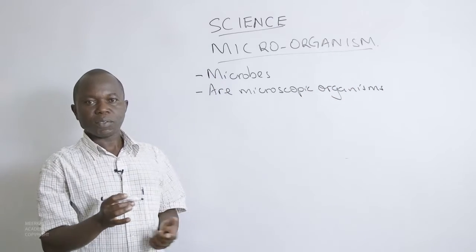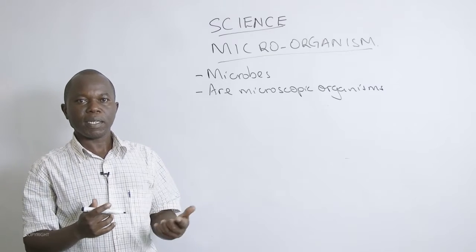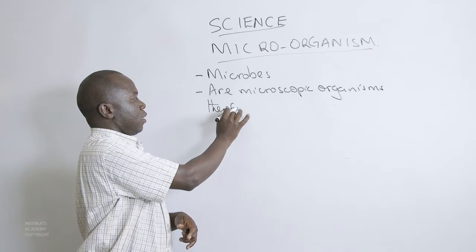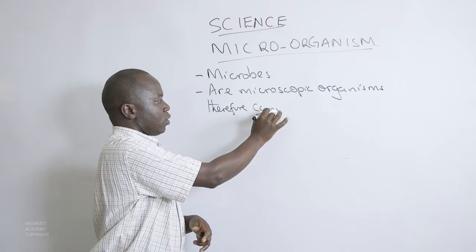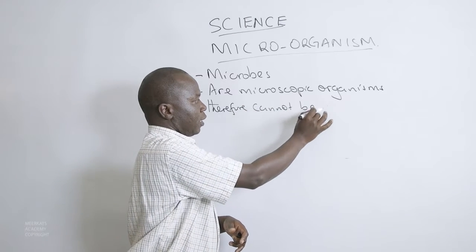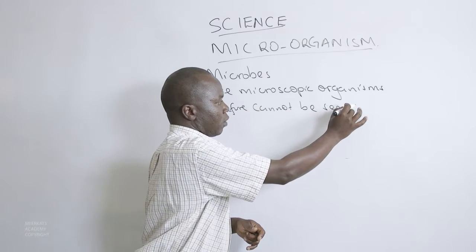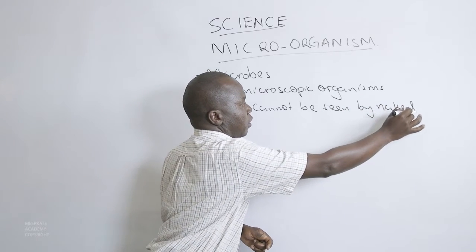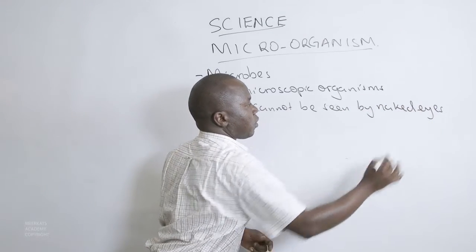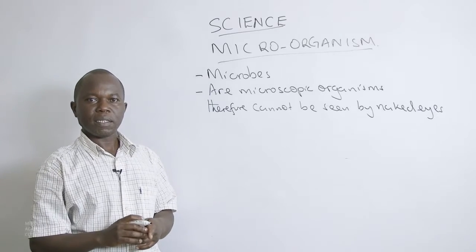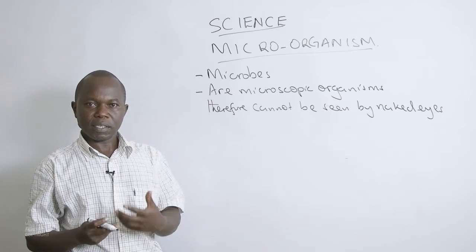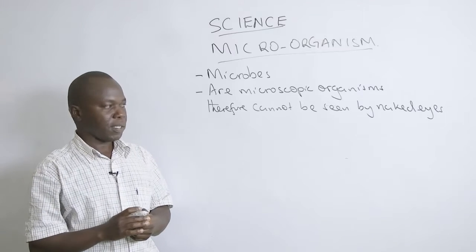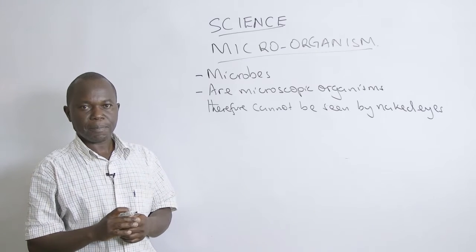Because they are microscopic, they cannot be seen by naked eyes. What is the meaning of naked eyes? The eyes that are not aided. Without an aid, you cannot see them because they are very tiny.